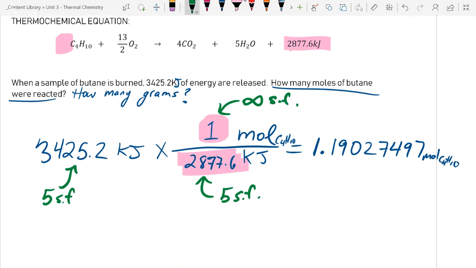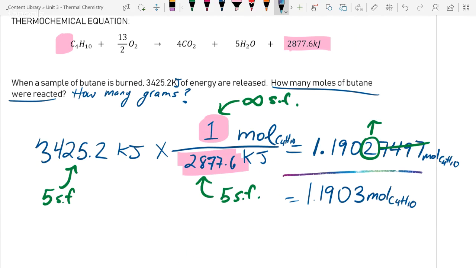So I need this to go to 5. 1, 2, 3, 4, 5, which means I need all these to go away. Does this round up or down? It's going to round up. So my answer will be 1.1903 moles of C4H10. All right. And I am going to put a box around that, because that is the answer to this question, which is good. What did I ask you next?